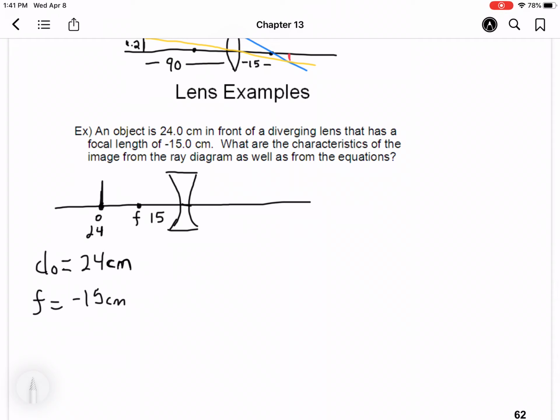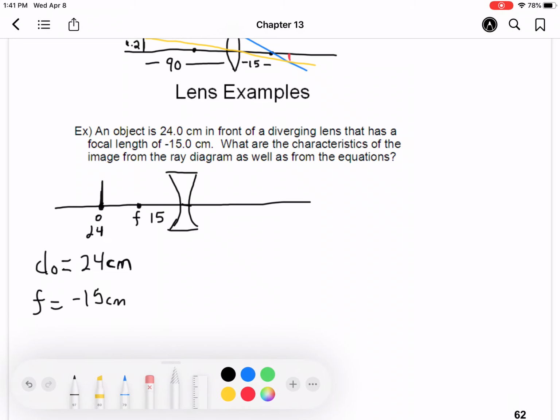Okay. So here we go. I'm actually going to draw it out for you guys, so you can kind of follow along with me. An object that is 24 centimeters in front of a diverging lens. So that's our distance, right? I just wrote 24 down here. And it has a focal length of negative 15 centimeters. The reason it says negative is because it's telling you that's a diverging lens. So there's a focal length there.